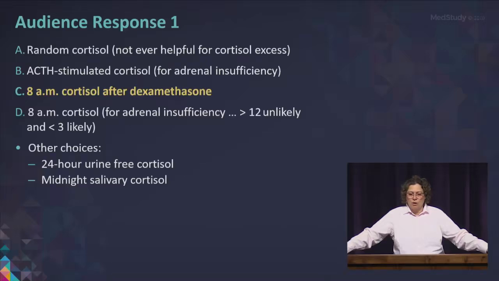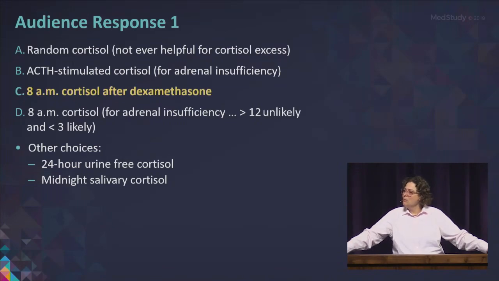Why the other ones are wrong. Random cortisol, actually random hormone levels in endocrinology are very rarely useful because we like to take things within a context, whether it's after a medication, whether it's the time of day looking for a diurnal rhythm. So random levels very rarely help us. B, ACTH-stimulated cortisol is a test for adrenal insufficiency because we're asking if it's low, we want to stimulate it. And 8 a.m. cortisol is rarely useful. The context that it would be useful is if you're asking if someone has adrenal insufficiency, but you can't do a stimulation test, say they're right after pituitary surgery.